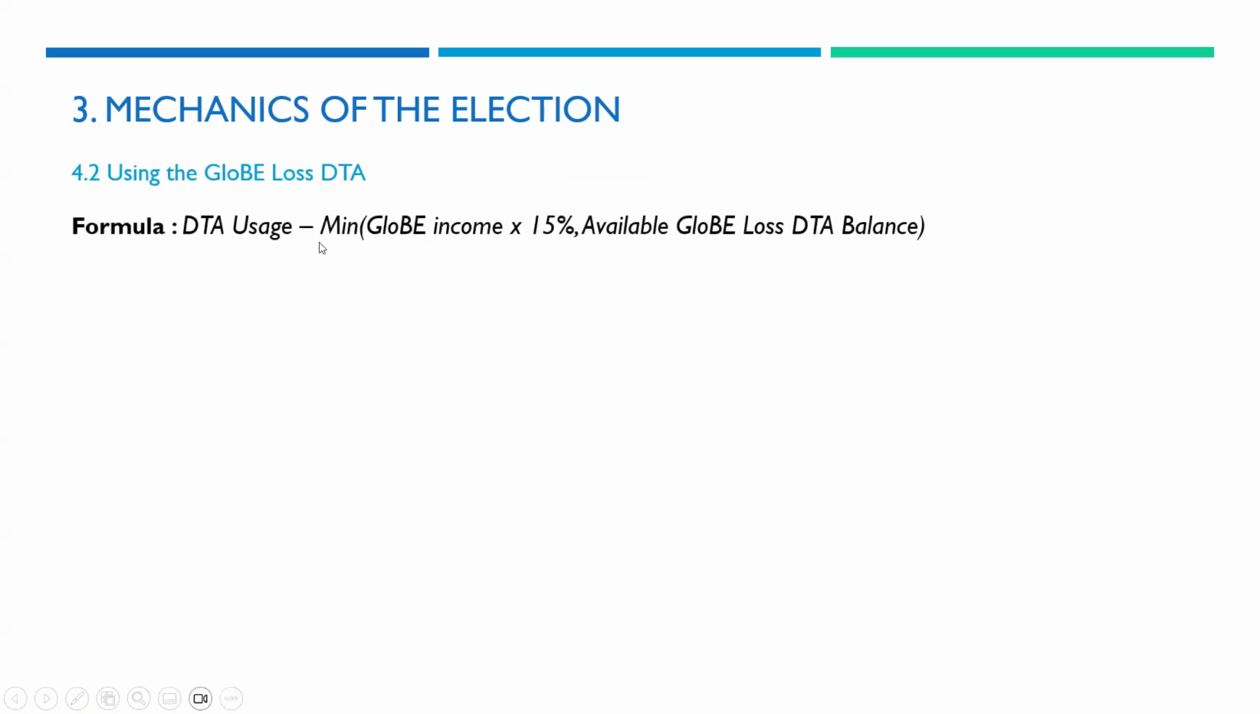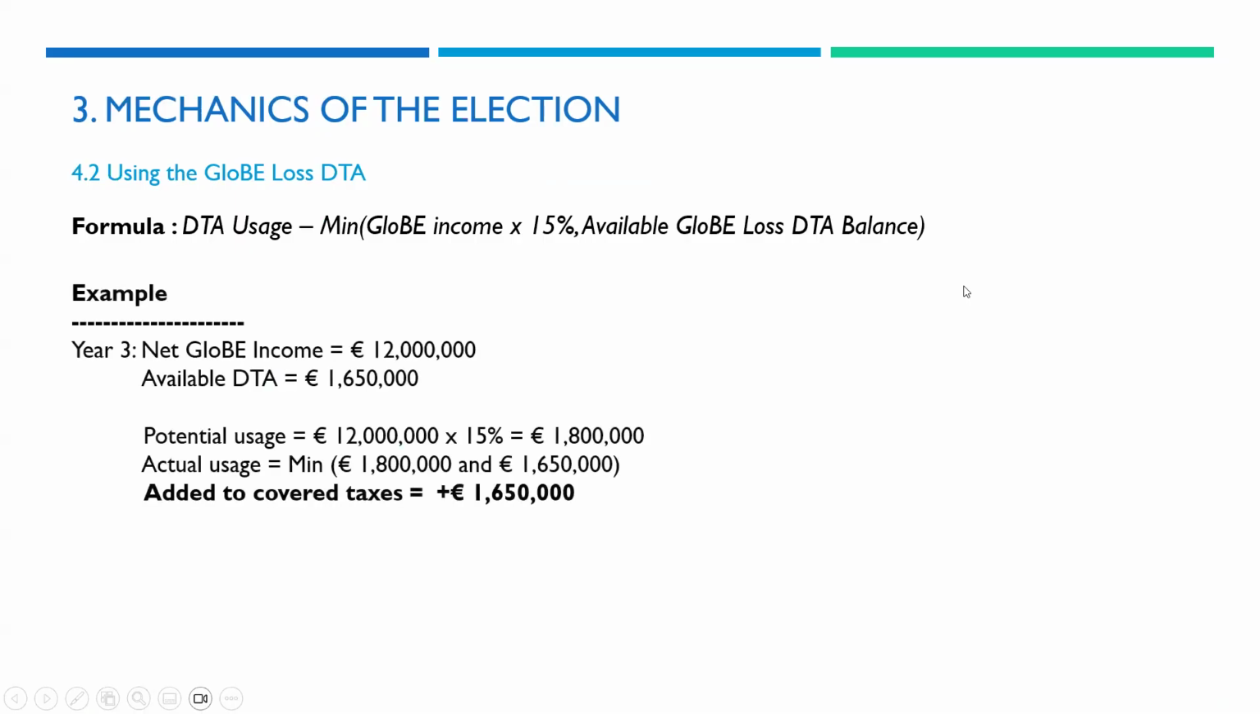Okay. So DTA usage is the minimum of globe income times 15% or the available globe loss DTA balance. That is the minimum that you can use, obviously. So what they basically mean is, if the net globe income is 12 million and the available DTA is 1.65 million, you have a globe income in year three. So what would be the top-up tax that you'll pay? 1.8 million. But actual usage is the minimum of 1.8 million and 1.65 million. So the 1.65 million available DTA is what you will be using to set off. So this will be added to your covered taxes.